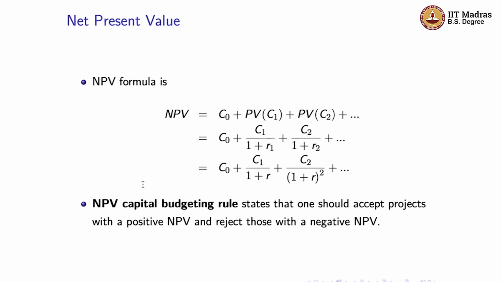Okay. What does the NPV capital budgeting rule state? It states that one should accept those projects which have a positive NPV and reject those projects which have a negative NPV.